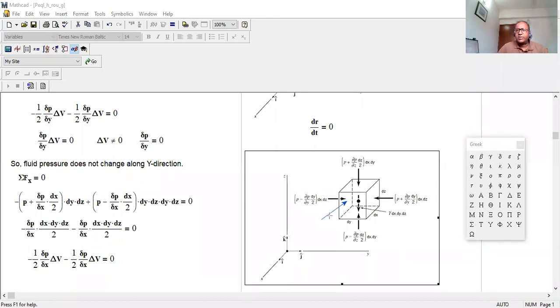So this pressure is working along the negative x direction, and one more pressure along this surface is working along the positive x direction.